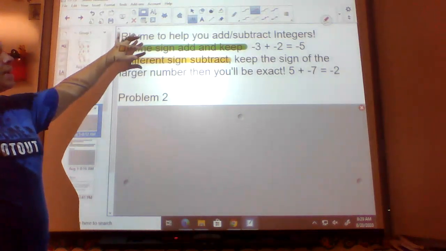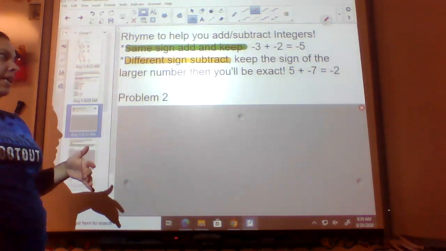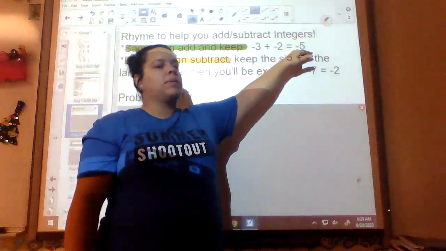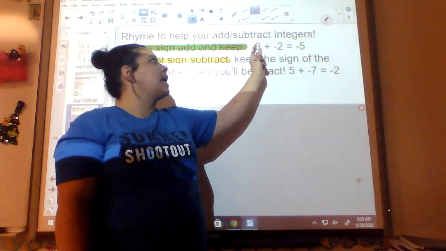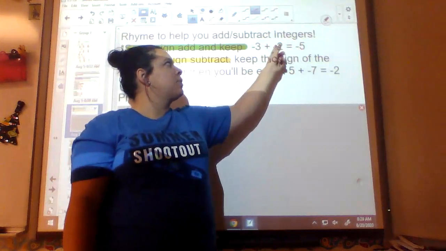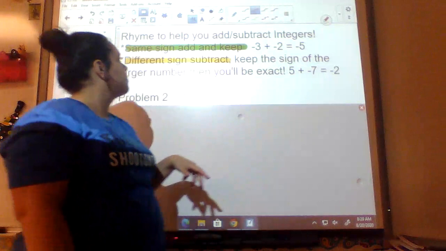There is a little saying to help people remember this. If it's same sign, you add and keep. So like negative 3 plus negative 2, they're both negative, so when you add the numbers together, you keep the negative sign. So 3 plus 2 is 5. Since they're both negative, it's negative 5.